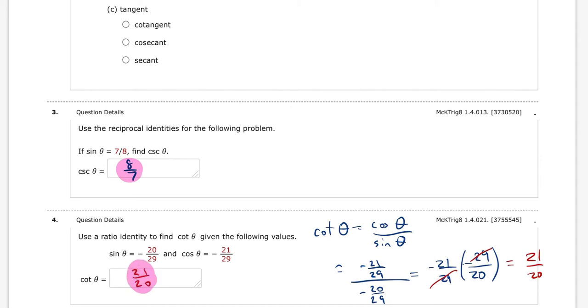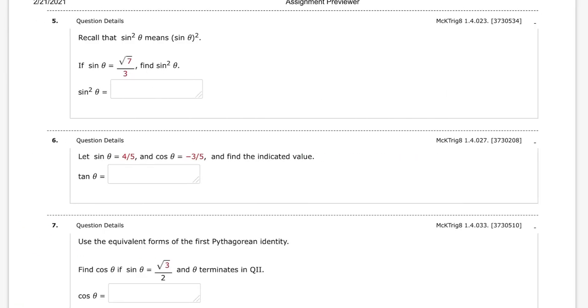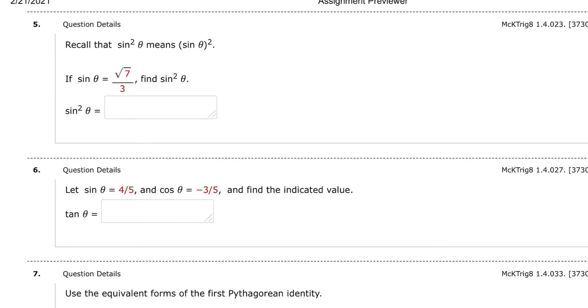All right, so that's how you would do number 4. Let's take a look at some other problems. They're saying here that sine squared of theta means the same thing as sine theta, in parentheses, squared. That is equivalent. Those are just two equivalent forms of writing the same thing.